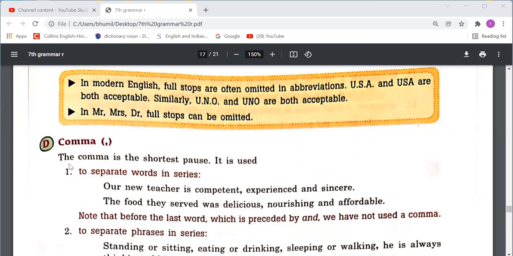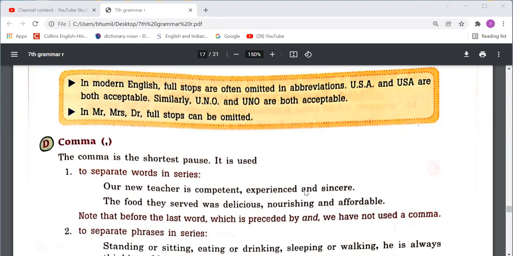So now let's talk about the comma. Point D, comma. The comma is the shortest pause. It is used to separate words in series, right? Whenever we write sentences with a series of words, to separate that series we need to use a comma. The second meaning of comma is usually 'and'. Instead of 'and', we can put the comma, like: Our new teacher is competent, experienced and sincere. With the last two options we need to use 'and', with the other options we need to use a comma, right?